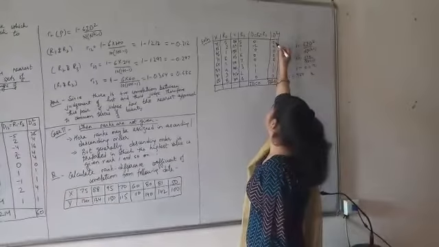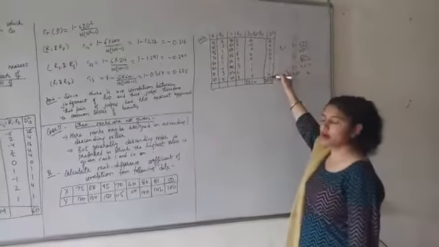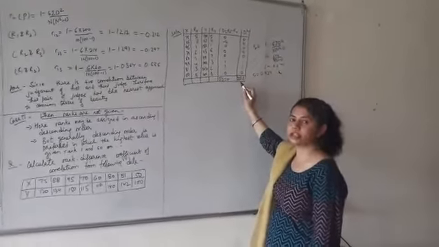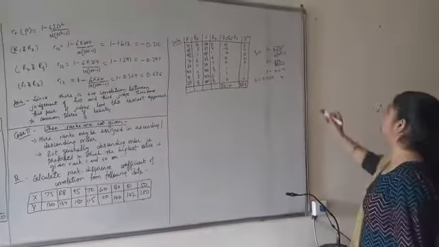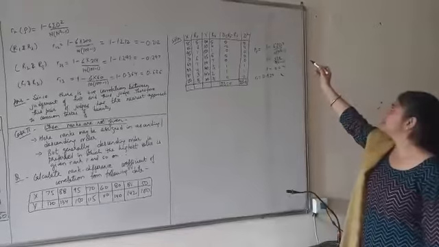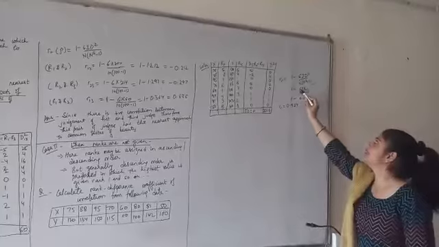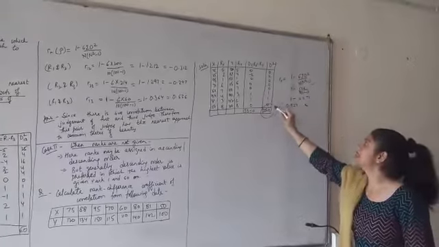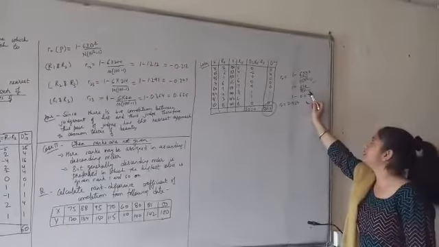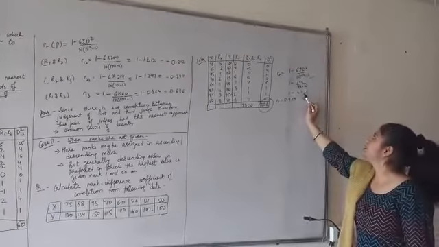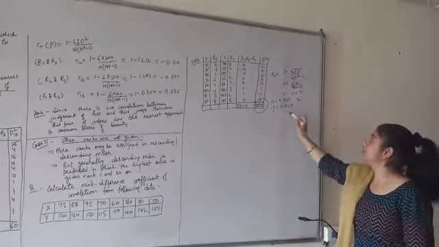So the d square will be 0 square 0, minus 2 square 4, and similarly we will compute all the values and find the summation of d square. Now what we have to do? We have to put the values. R is equal to 1 minus 6 summation d square upon n cube minus n is the formula used. Here 1 minus 6 summation d square is 6, n is 8, n square is 64 minus 1, 1 minus 0.071, and R or rho will come out to be 0.929.